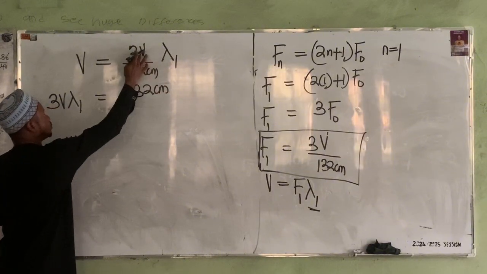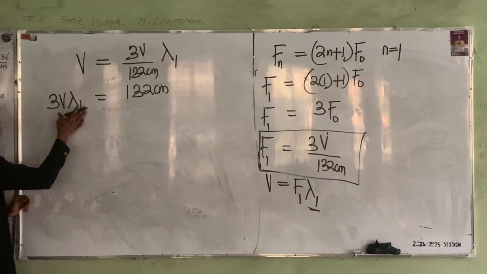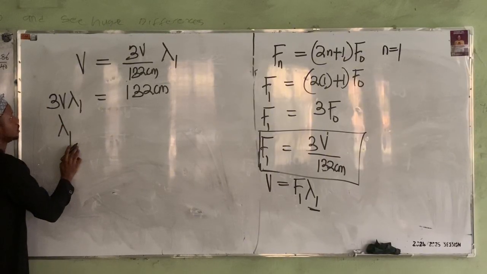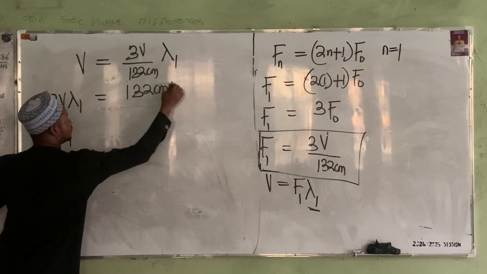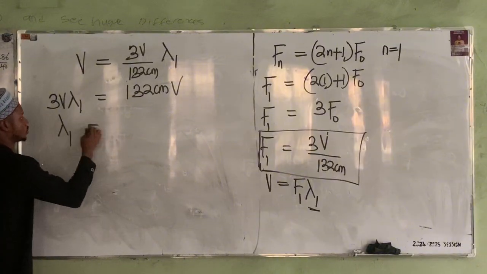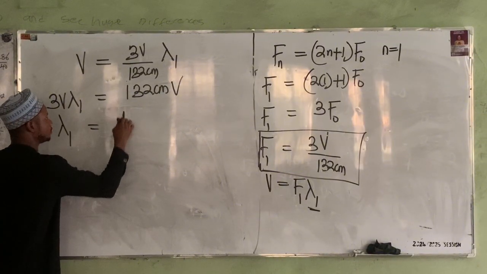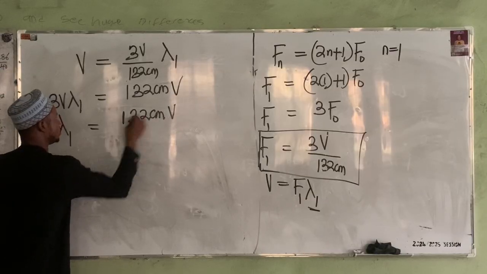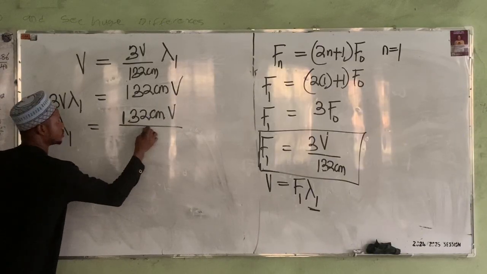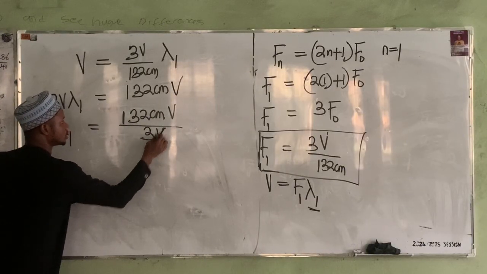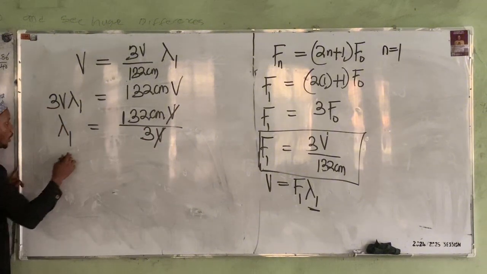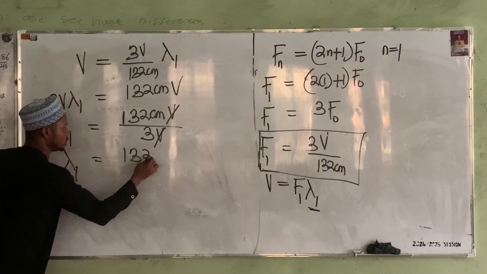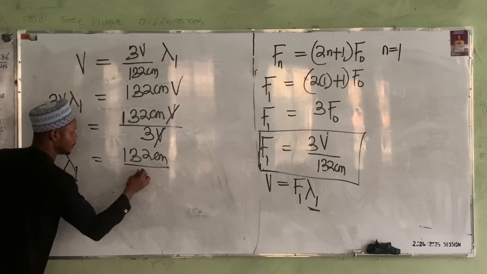Cross multiply, you have this. So our lambda 1 only will be equal to V, sorry, that is V also. Lambda 1 will be equal to 132 cm V over 3V. This V will cancel this V here. So our lambda 1 only, class, will be equal to 132 in cm divided by 3.